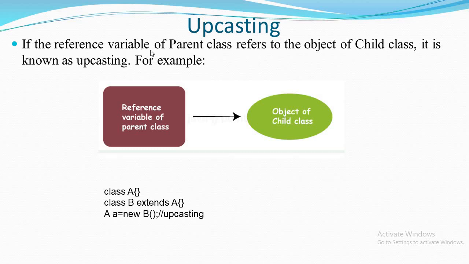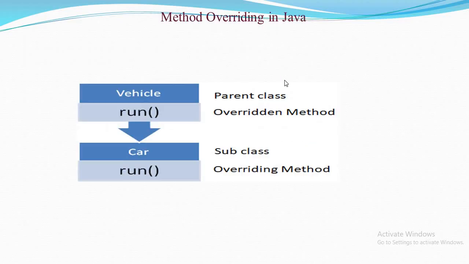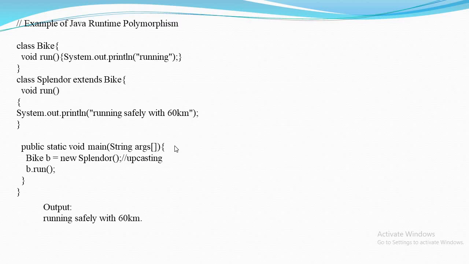We are using the concept of casting in method overriding. If the reference variable of the parent class refers to an object of the child class, it is known as upcasting. For example, we have class A, and class B is the child class. It will extend the properties of A. So here the reference variable of the parent class A refers to the object of the child class, which is known as upcasting. We are using the same method in vehicle and car, with the same parameters.